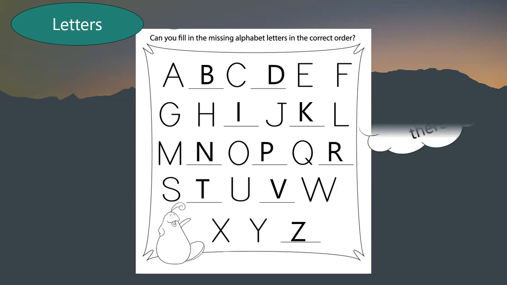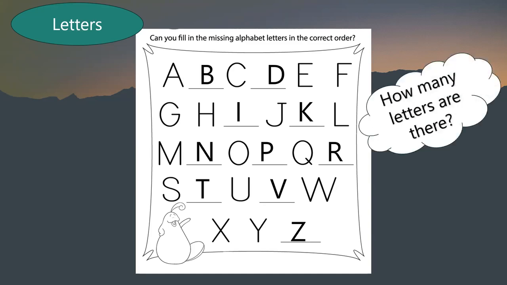How many letters are there in this alphabet? How many? There are 26. Yeah, there are 26 letters. And so, 26 alphabet letters. Okay, and so here. So now we are going to learn about numbers.